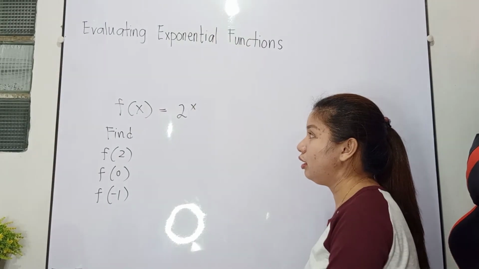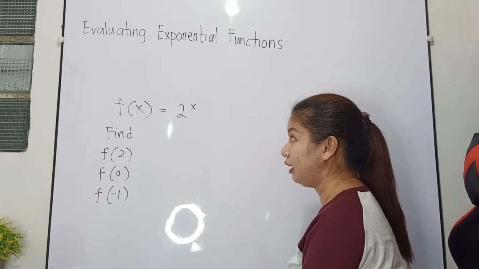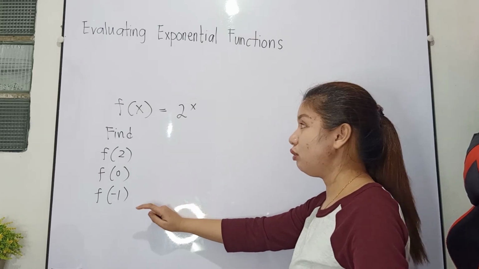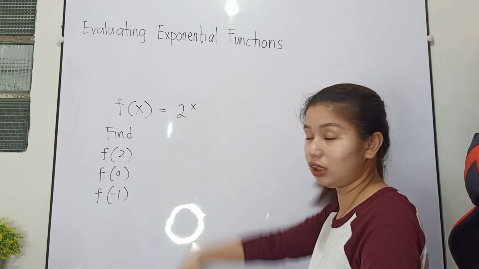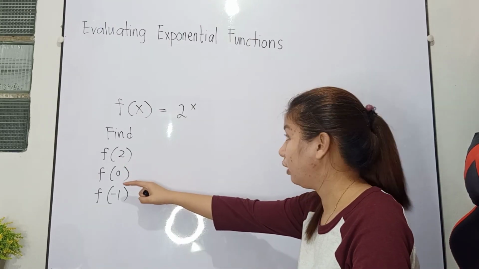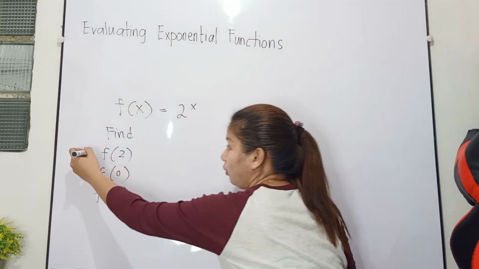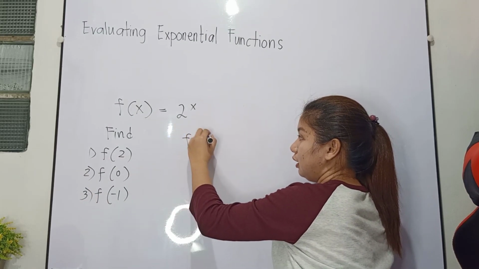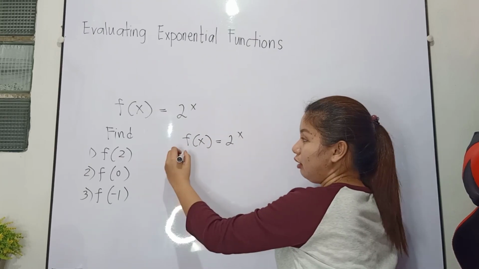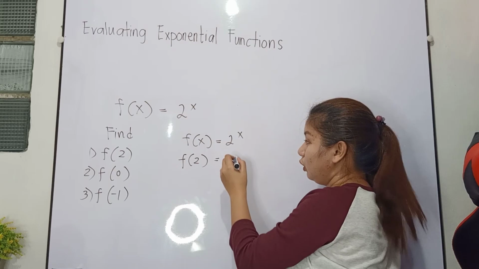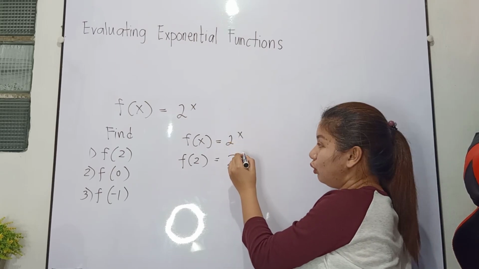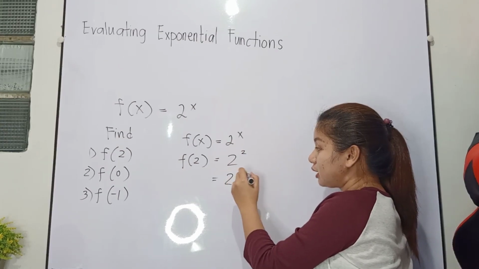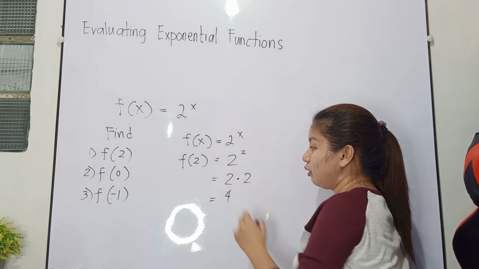Okay. So, for example, f of x equals 2 raised to x. And then, find f of 2, f of 0, and then f of negative 1. Again, when we are evaluating function or exponential function, mag-substitute lang tayo sa value ng x or sa variable. So, for number 1, we have find f of 2. So, ang given function natin f of x equals 2 raised to x. So, substitute lang natin, f of 2 equals 2 raised to 2. When we say 2 raised to 2, it is 2 times 2. So, 2 times 2 equals 4.